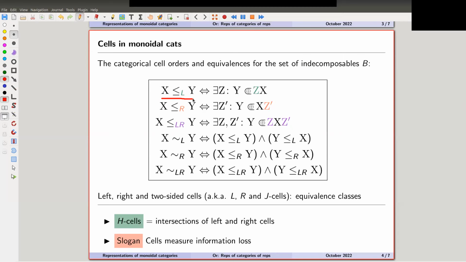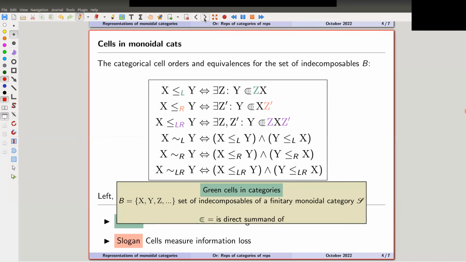That defines a pre-order, a partial order on the set of indecomposables. And the equivalence classes with respect to those orders are called the cells. So x is left equivalent to y, I'll give you some examples in a second, if and only if this happens. This means you can go from x to y by multiplying with z, and you go from y to x by multiplying with z. You will always find the other one as a direct summand in your representation. And the H cells, I will have a nice picture for you in a second, are the intersections of the left equivalence classes, called left cells, and the right equivalence classes, called right cells.